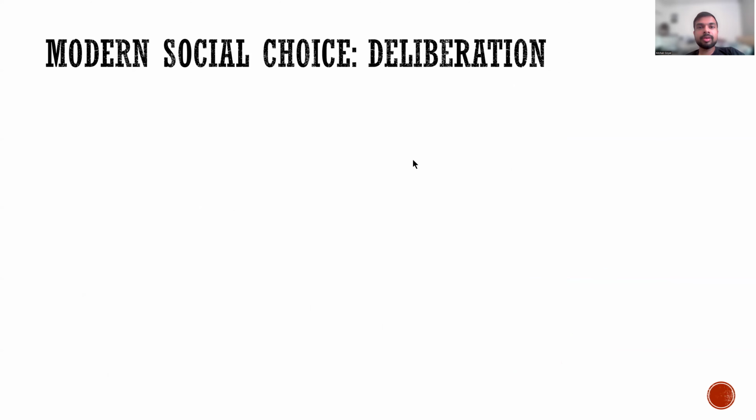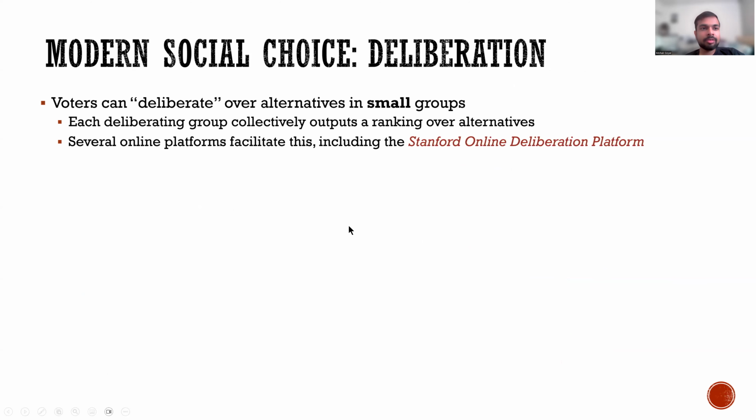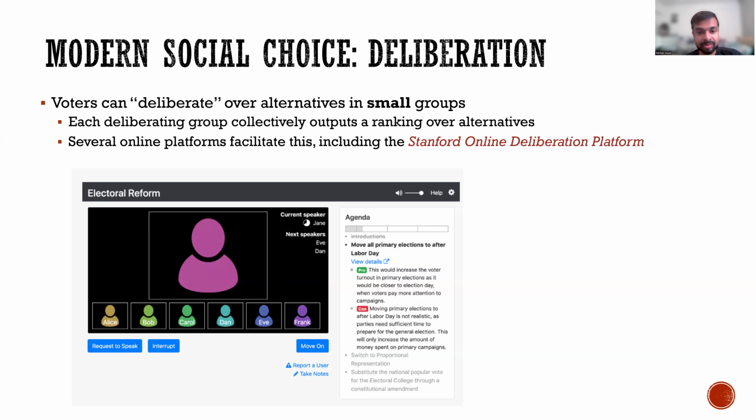So in this work, we assume a different way of polling the voters. Voters can deliberate over the alternatives in small groups, and in these small groups they can share their actual distances and their actual strength of preferences, and then as a group they can submit a joint ranking. Several online platforms facilitate this sort of procedure, where a random set of people can come together and discuss topics of societal interest.